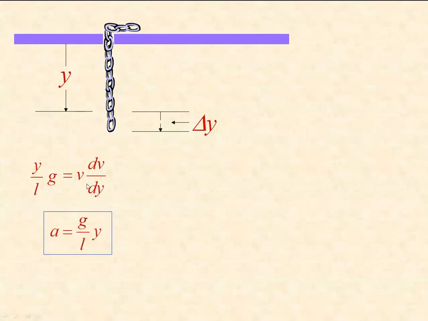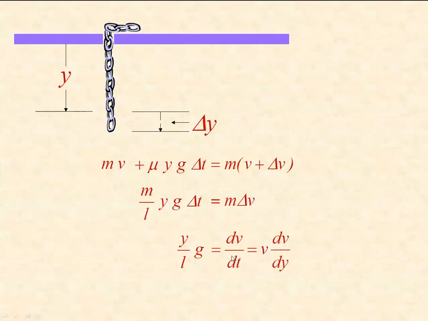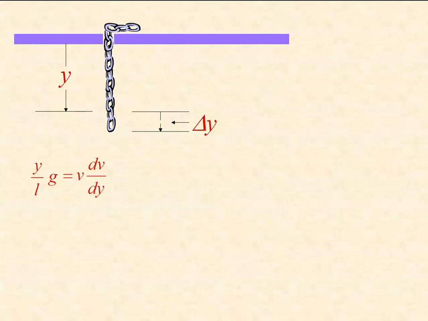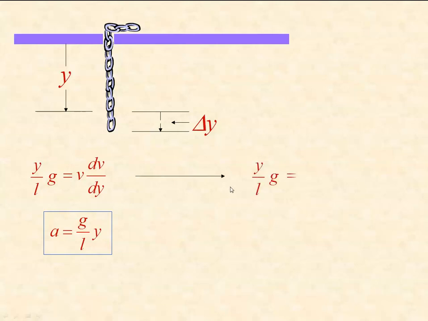And obviously, this is actually the acceleration already right here. If we back up and look at this term right here, this is the acceleration. So what we're going to have happening, looking at this, is that the acceleration is equal to g over L times y. So it's just that term right there.